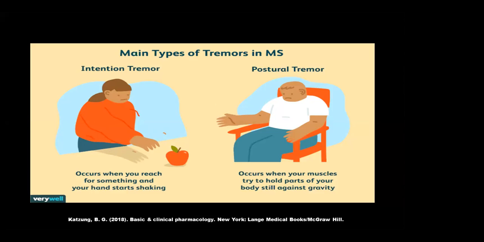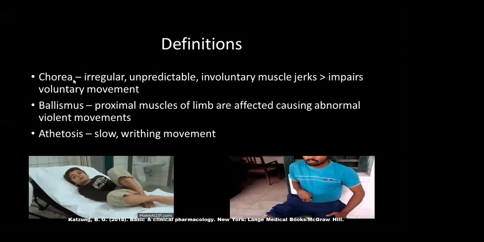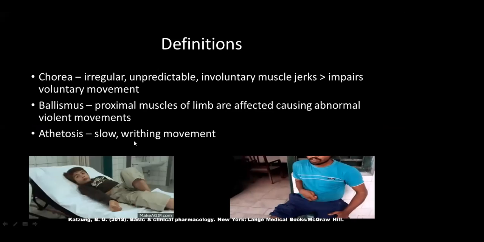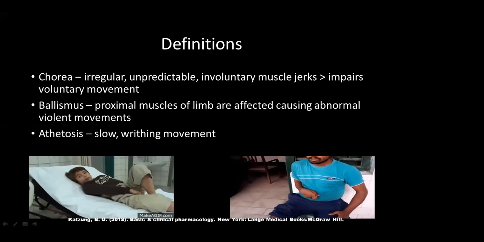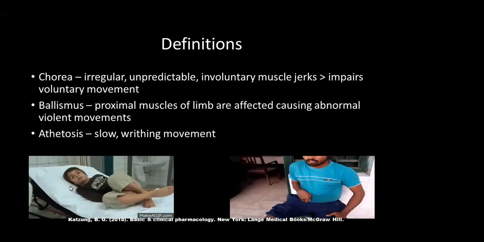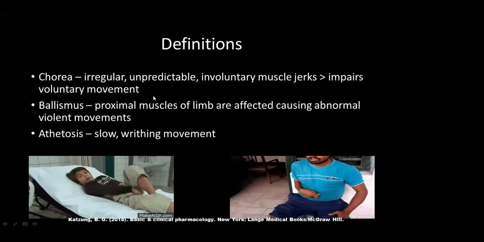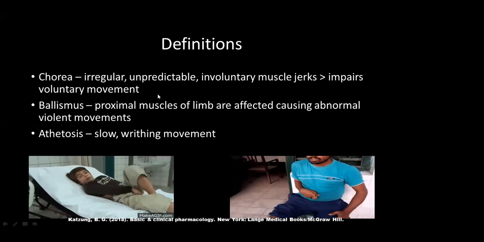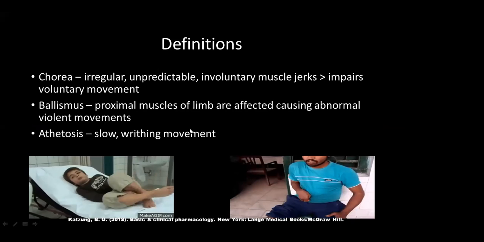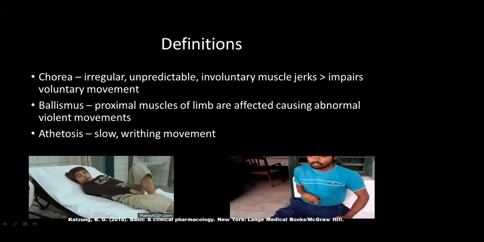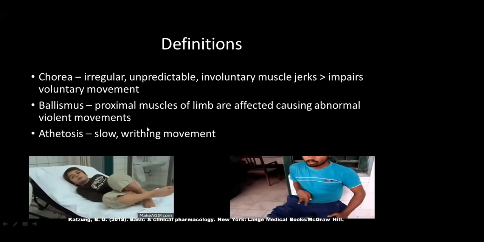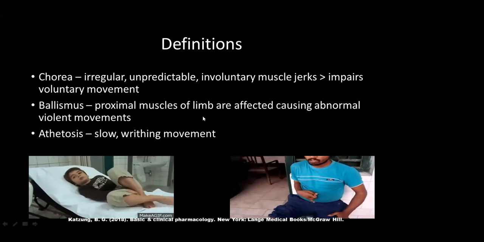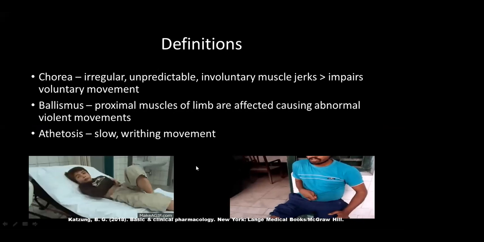Other terms or definitions are chorea. For the chorea, as you can see in the left lower GIF, is described as irregular and unpredictable involuntary muscle jerks. And because of this involuntary muscle jerks, this impairs the movement of the patient. For the ballismus, it is described as the affectation of the proximal limb, and this causes abnormal violent movements.